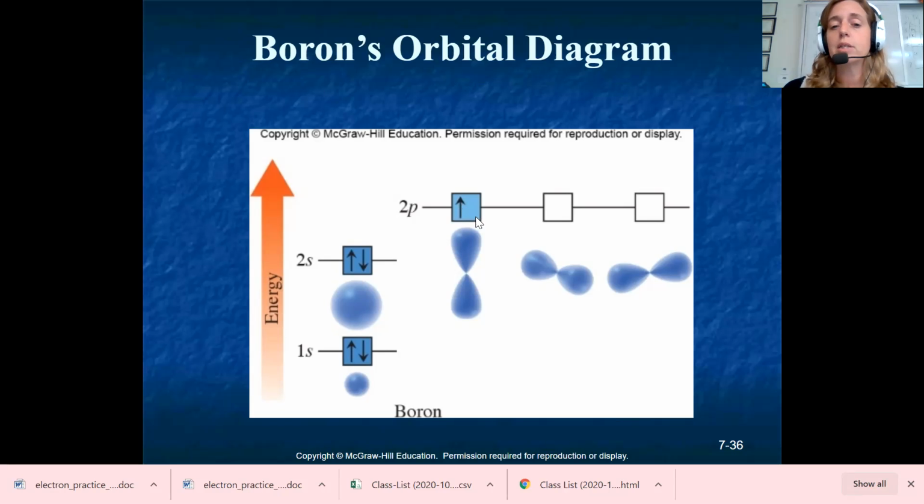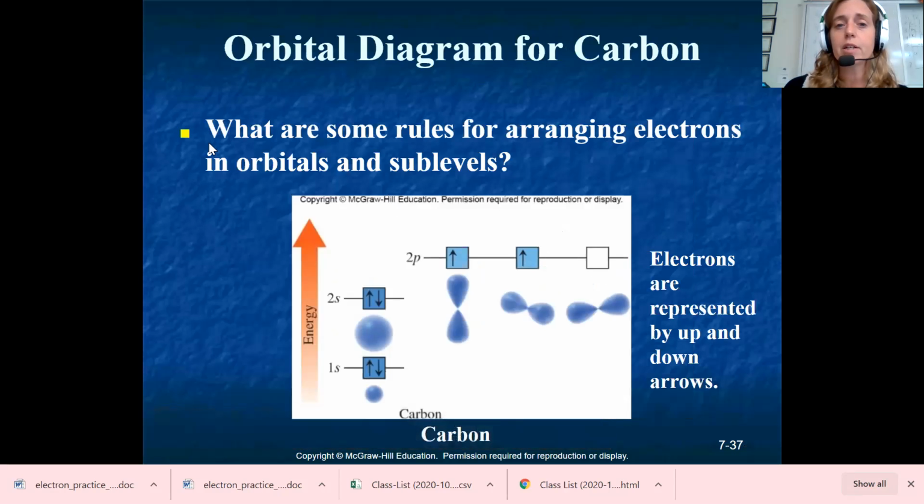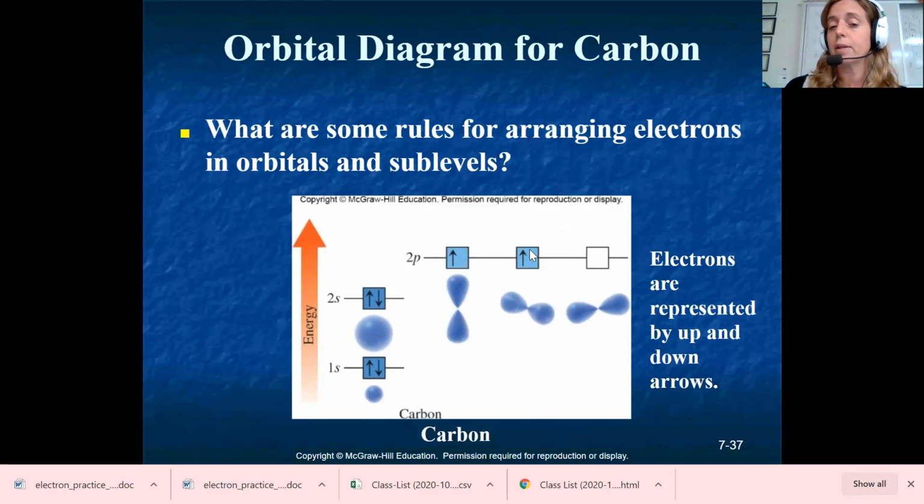You are not going to double this up with the next one, because remember, we talked about this. You're going to fill all of the up arrows first. You're going to fill all the single rooms first before you go and double the rooms. Now the next one is carbon, which follows boron. Carbon's configuration is 1s2, 2s2, 2p2. So in this orbital filling diagram, you're going to have 1s2, 2s2, and now 2p2. We just talked about that: you have to fill the up arrows first, and keep going until you can't fill any more boxes before you start doubling up.